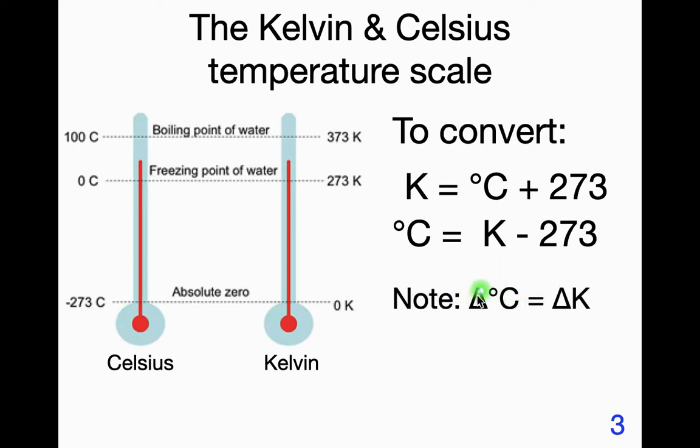Note that change in degrees Celsius is exactly equal to change in kelvins. The units have the same size, meaning if something increased its temperature by 10 degrees Celsius, it would be exactly the same as increasing the temperature 10 kelvins. The size of the units are exactly the same. The only difference is the 0 point.